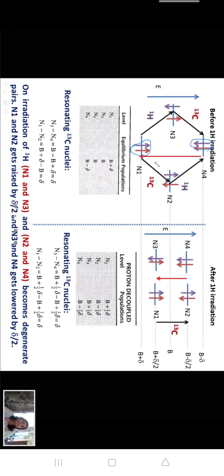Okay, so if I say that this N2 and N3 is almost similar with two nuclei resonating, two nuclei which are having one is plus half, the other is minus half. So this we can consider as the population B. The N2 and N3 states have the same population of NB.